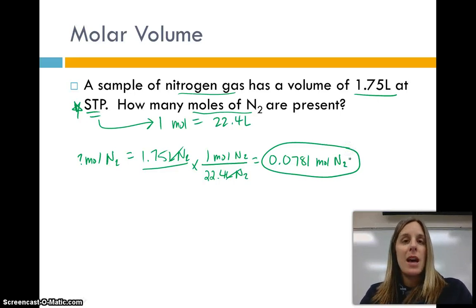Tomorrow, what we're going to focus on is how to do those harder, more complex problems with the mole map, and then we're just going to practice in class.